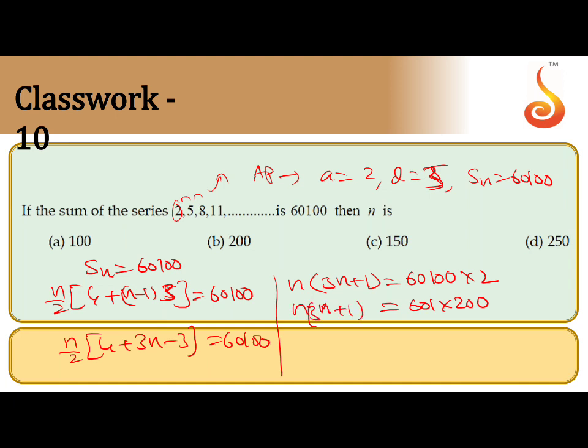So now go for verification of the same options. The options here, 601 into 200 is there. 200, which option? This option. So go for verification. Suppose n equal to 200 you can take. What is n into 3n plus 1? You can check it. So 200 into 3 is 600, plus 1, that is 200 into 601. So that means option B is correct.